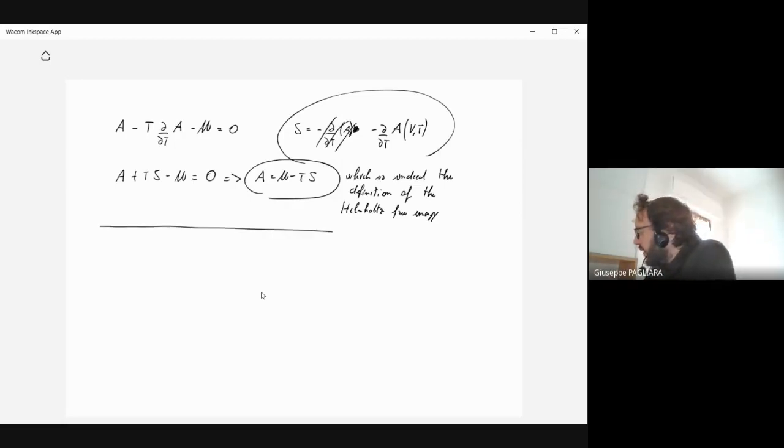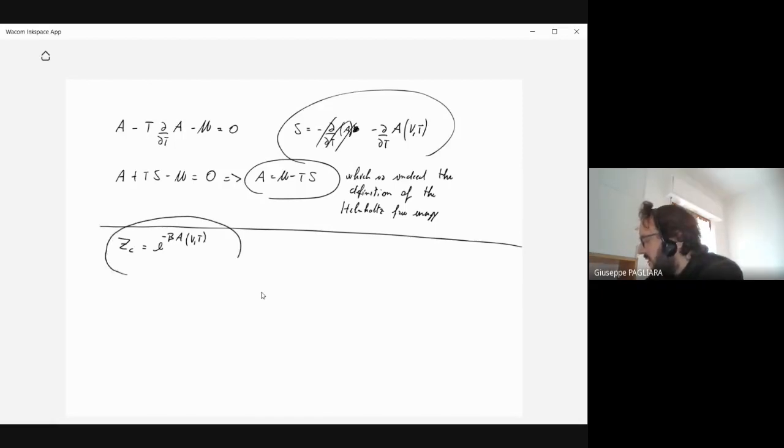Therefore, our starting point was correct because we arrived at the final answer, which is consistent with the definition of the Helmholtz free energy, and therefore the canonical partition function is actually equal to e to the minus beta A, where A is the Helmholtz free energy, and it is a function of volume and temperature. Okay, so this may be more clear now, which is the link between microphysics and thermodynamics.